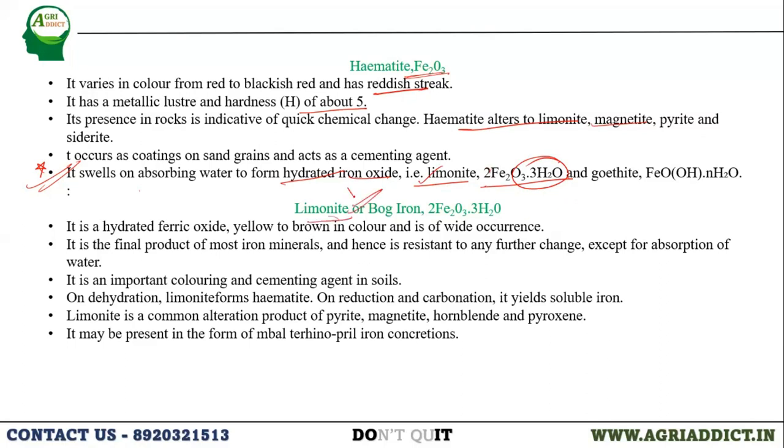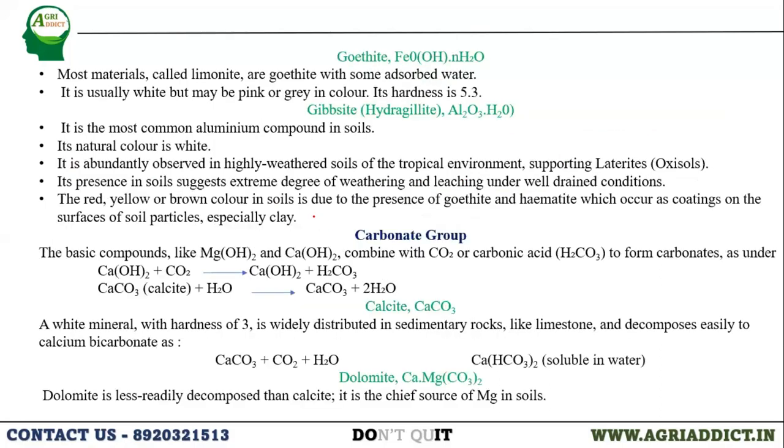Limonite is also known as bog iron. This is yellow to brown in color. Next, goethite. Limonite or goethite, they have some adsorbed water. Hardness is 5.3. Gibbsite is again an aluminium compound, white in color. It is found in highly weathered soils of the tropics, that is laterites. Next is the carbonate group, which have carbonates in them. Calcite, calcium carbonate. Dolomite, calcium magnesium carbonate.